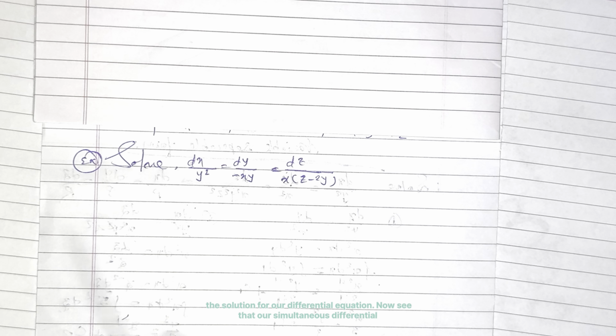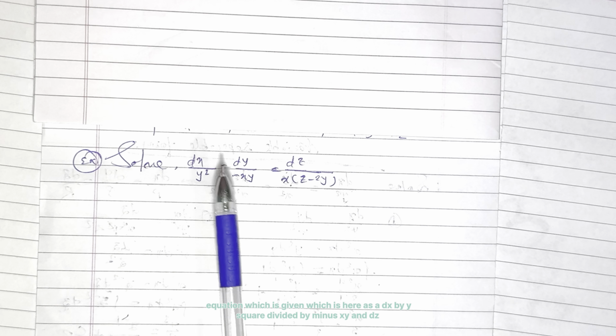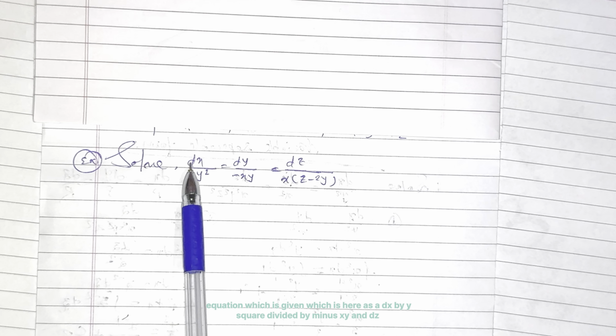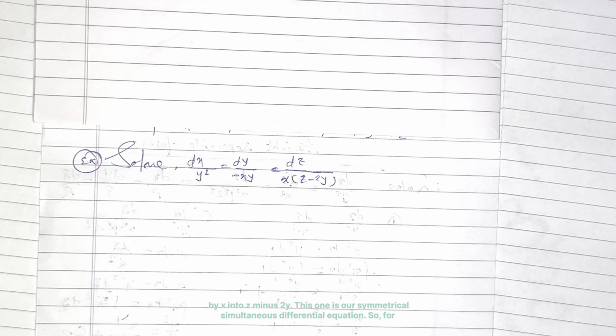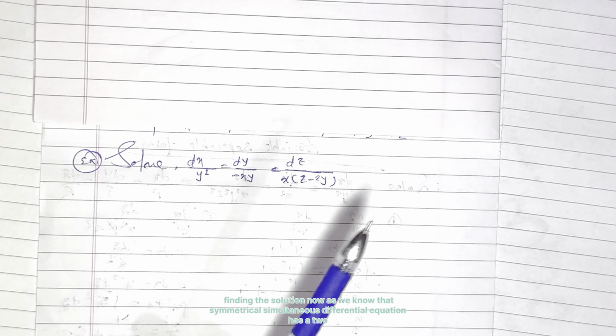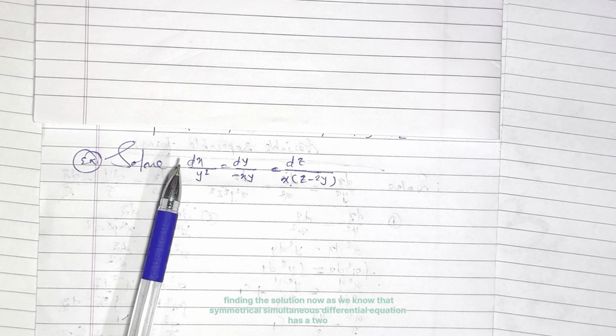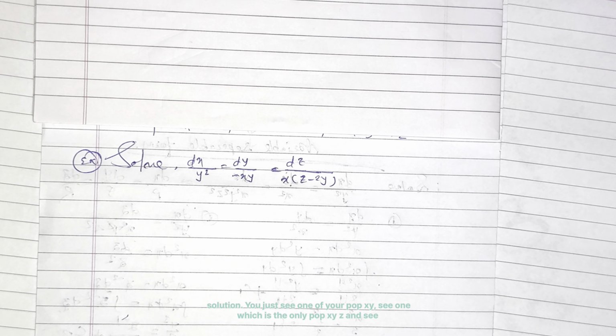Now see that our simultaneous differential equation is dx by y square, dy by minus xy, and dz by x into z minus 2y. This one is our symmetrical simultaneous differential equation. As we know, a symmetrical simultaneous differential equation has two solutions: c1 equal to f of xyz, and c2 equal to f of xyz. These are the two different solutions.